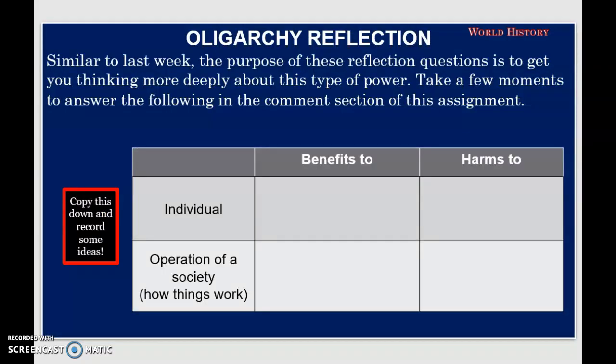So, like last week, what I'd like you to do is look through these slides, listen to what I have gone over in the videos, and then respond in the comments section of this assignment. What are the benefits of an oligarchy for an individual or for the operation of how a society works? And what might be some of the harms to individuals or to the operation of how society works? And you can post those.